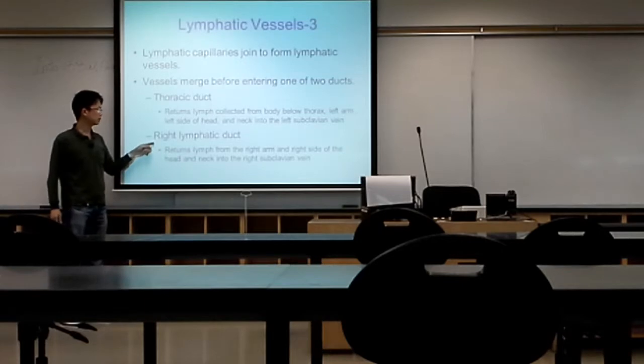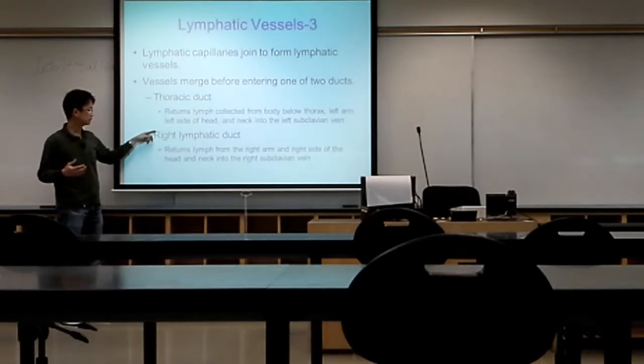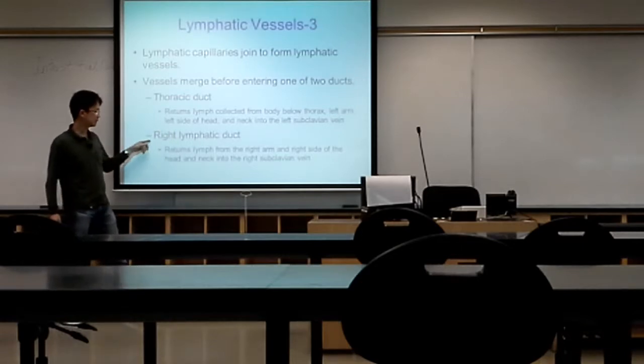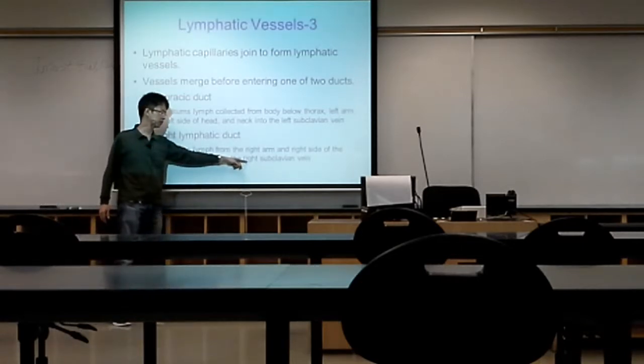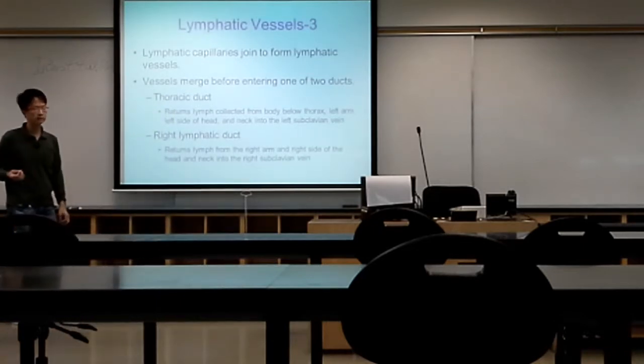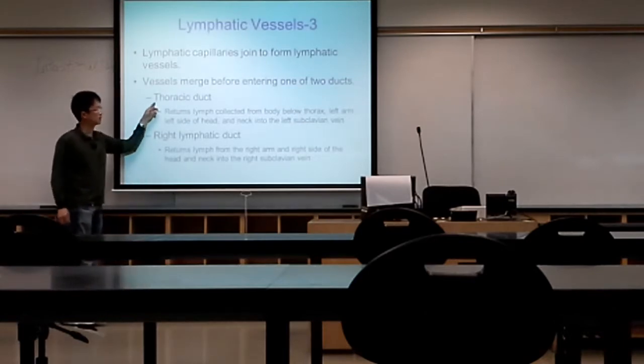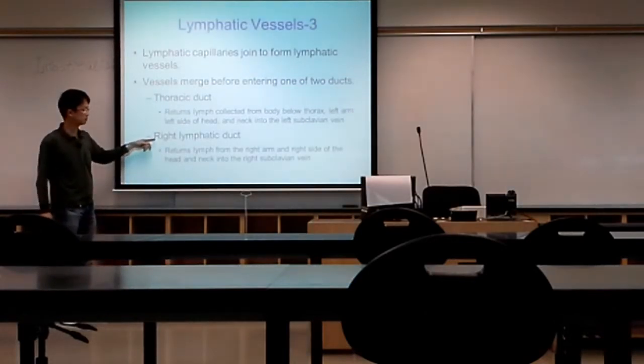The right side is called the right lymphatic duct. As the name suggests, this lymphatic duct collects all the lymphatic vessels from the right side, and then this right lymphatic duct also connects to the right subclavian vein, connecting to the cardiovascular system through the right subclavian vein. So the left side is called the thoracic duct, and the right side is called the right lymphatic duct.